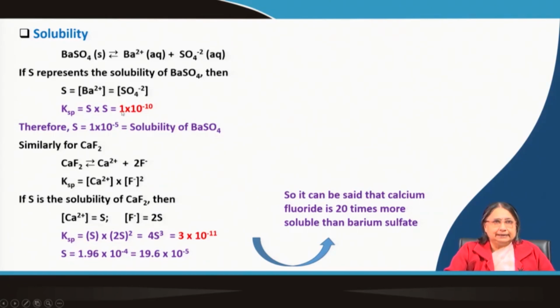This is a very simple case, but in case of calcium fluoride, for example, from 1 mole of calcium fluoride we get 1 mole of Ca2+ and 2 moles of F-.